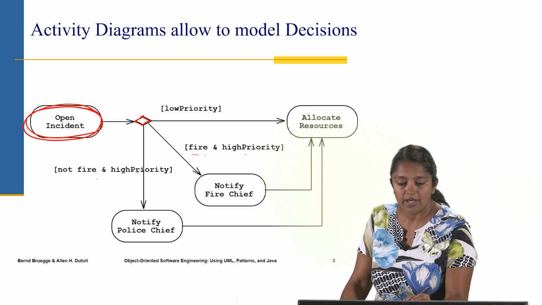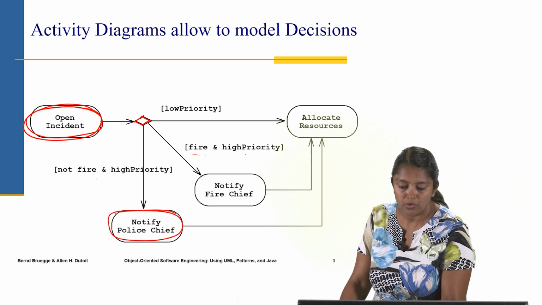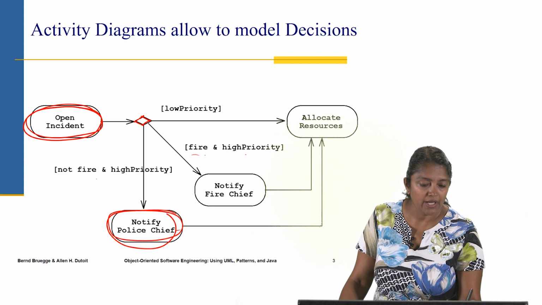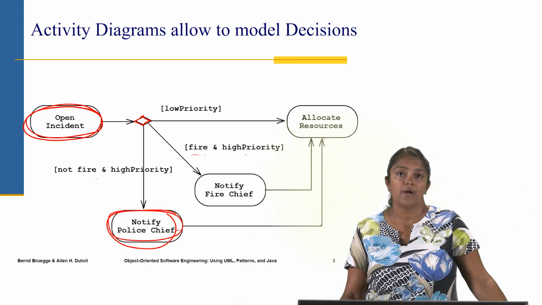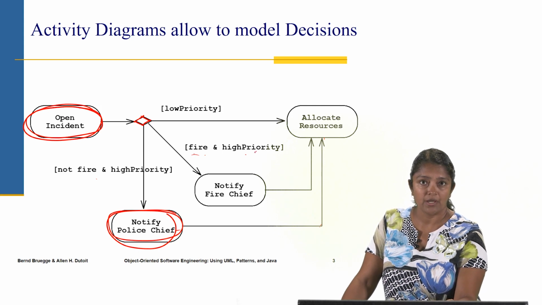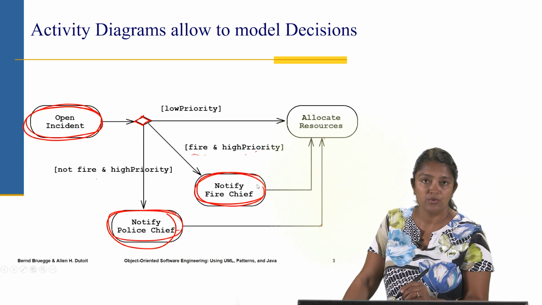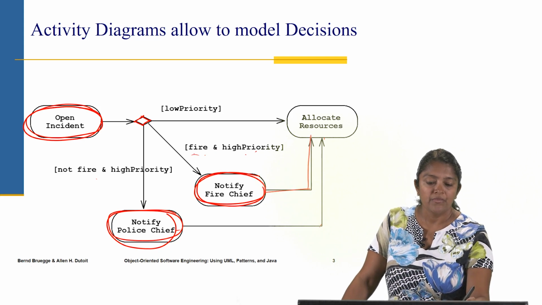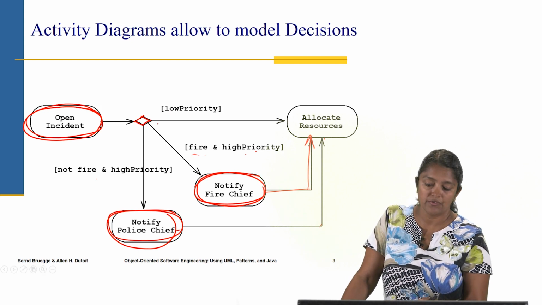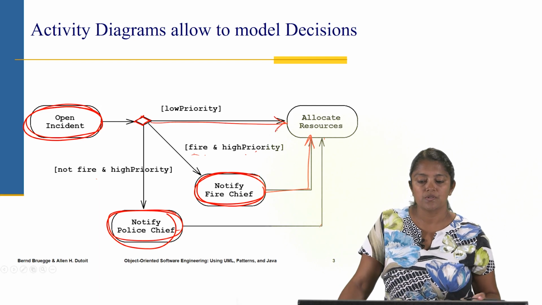If it's not fire but high priority, then the next activity would be to notify the police chief, followed by allocating resources to handle that incident. Now, if it is fire and high priority, then we want to notify the fire chief first, followed by allocating resources. If it is a low priority incident, then we don't need to notify anyone. We just directly allocate resources for it.